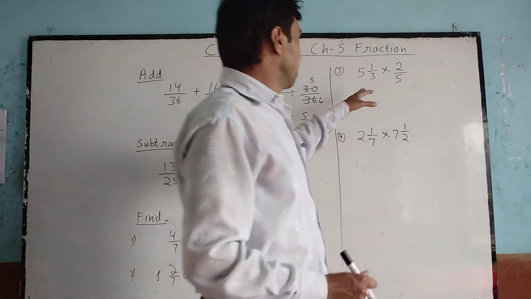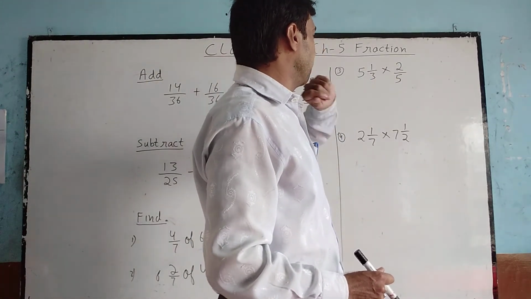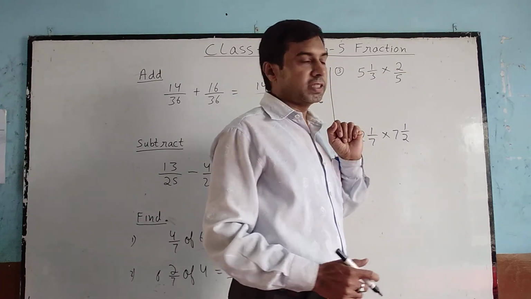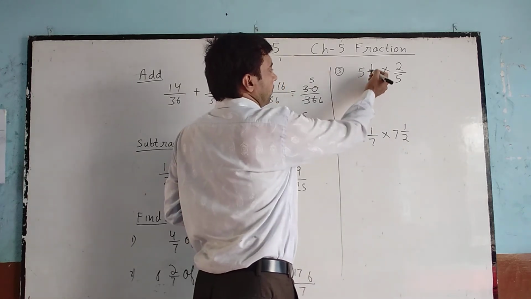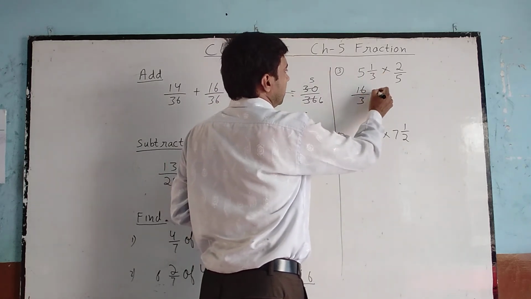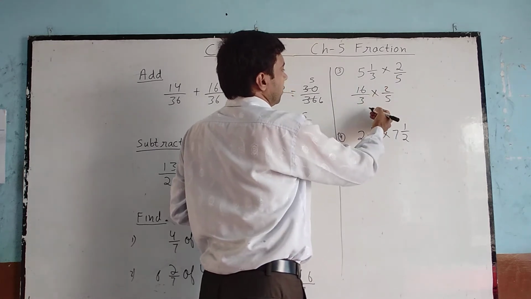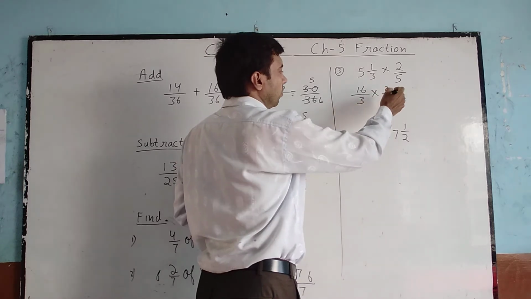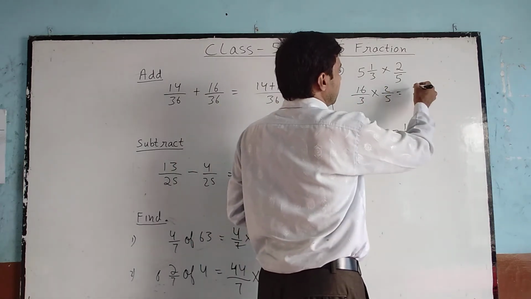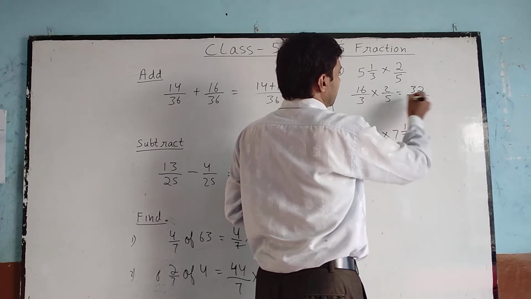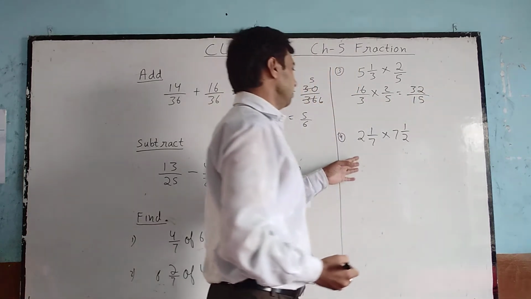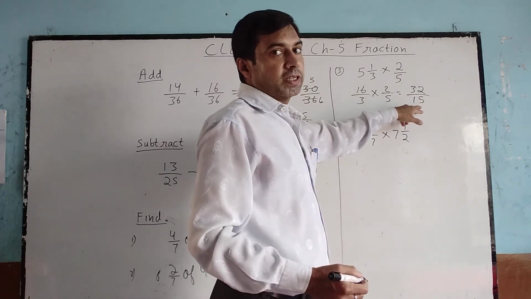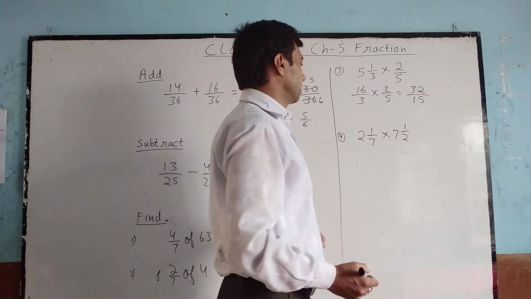Now next question, students. 5 1 by 3 into 2 by 5. Very simple. First we convert this mixed fraction into an improper fraction. 3 fives are 15, 15 plus 1 is 16. 16 by 3 into 2 by 5. Can we reduce? We cannot reduce. 5 threes are 15, here 3 and 2. So we cannot. Simply multiply. 16 twos are 32. 3 fives are 15. Now next question. We can reduce it to mixed fraction form.